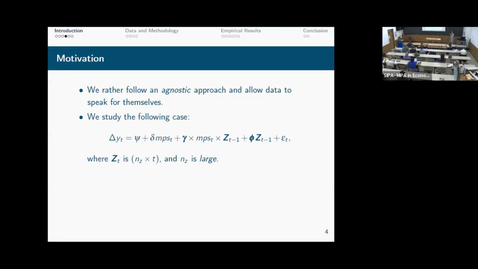So how do we do that? We study the following case. Here, as you can see, we have the change in Y_t, and it depends on MPS_t and the same interactive variables, and we have the controls. But here, Z_t is not just one or two variables, but a large matrix with dimension N_Z times T, and N_Z is large.